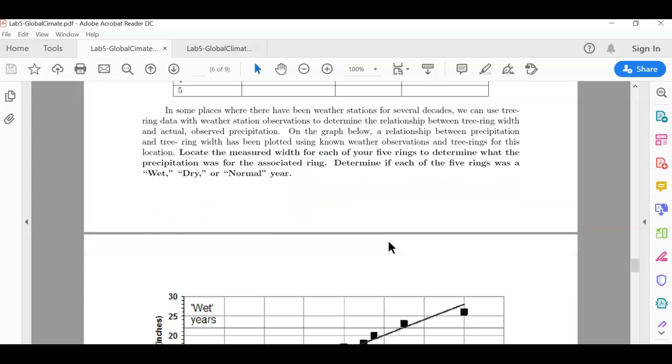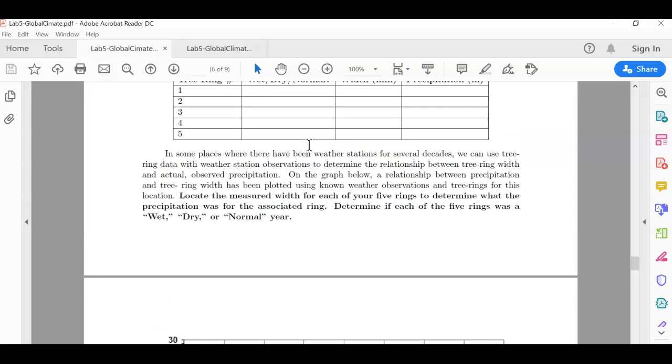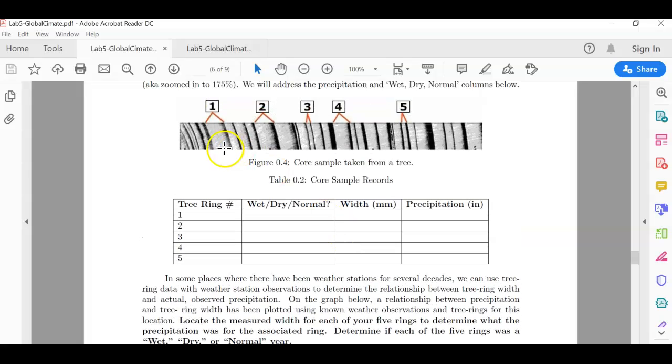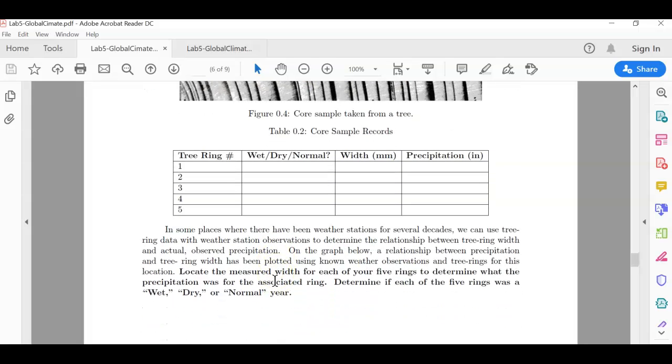So in some places where there have been weather stations for several decades, we can use tree ring data with weather station observations to determine the relationship between tree ring width and actual observed precipitation, sorry. So in areas where we have tree rings and also areas where we have actual weather stations, we can correlate between the two. So we can say maybe a wider ring might mean that there is more precipitation and higher temperature, or maybe it's the opposite, depending on where you're at. So again, that's based on the locations where we have both of those things.